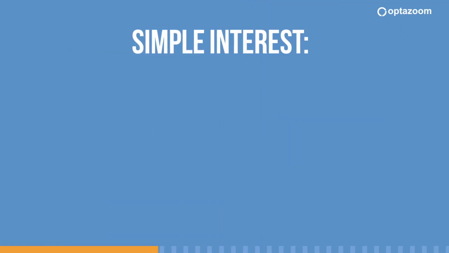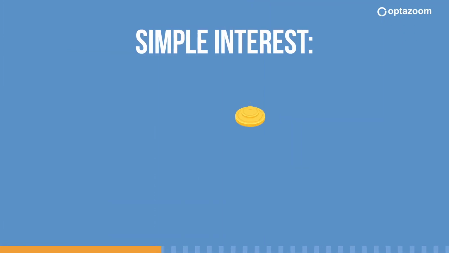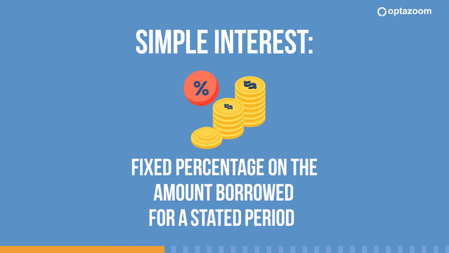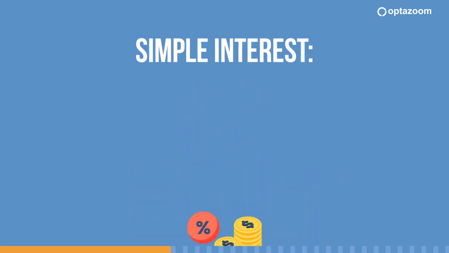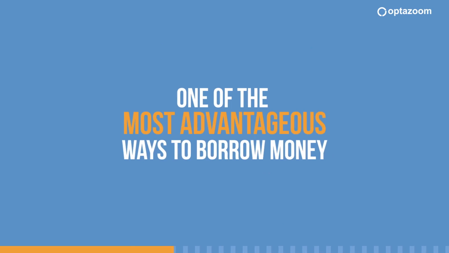Either of two types of interest rates, simple or add-on, may be applied to short-term loans. Let's talk about those a little. Number one is simple interest. This rate applies a fixed percentage to the amount borrowed for a stated period. Simple interest is one of the most advantageous ways to borrow money. Should the borrower decide to pay off the loan early, there's no prepayment penalty because the interest is prorated for the actual number of days that the money has been borrowed.